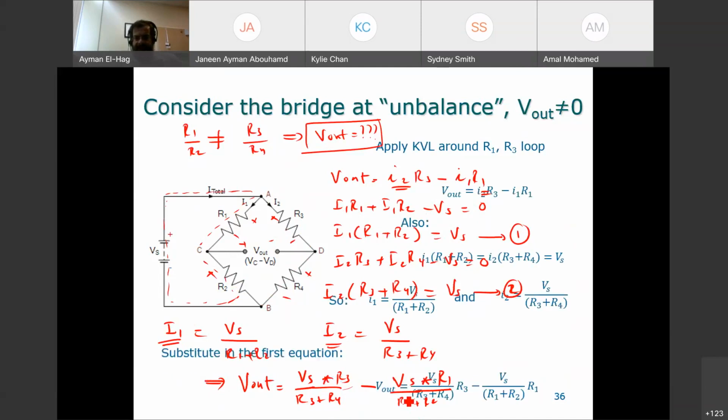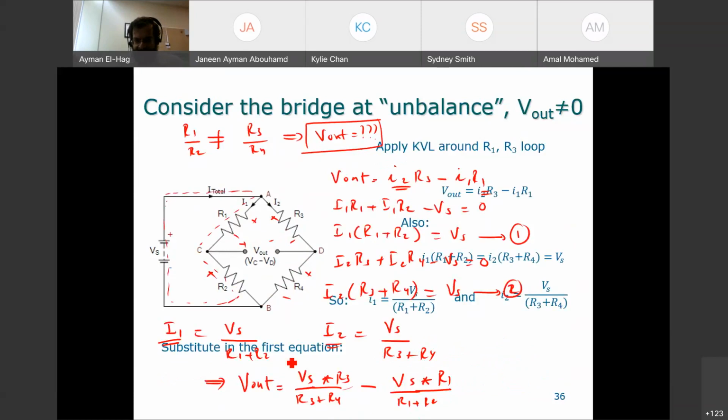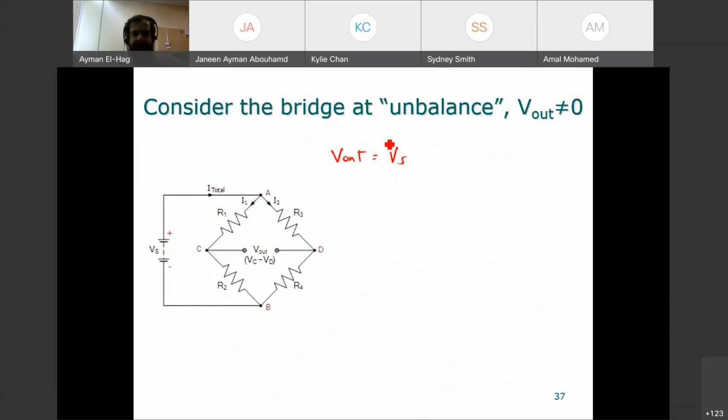So this is everything I have here. Your V out will equal your Vs. What we'll do here, I'll just take Vs as a common factor from this formula. This is the only thing I'm going to do now. So Vs becomes, open a bracket, R3 over (R3 plus R4) minus R1 over (R1 plus R2). That's it. Then just let me add these two terms together.